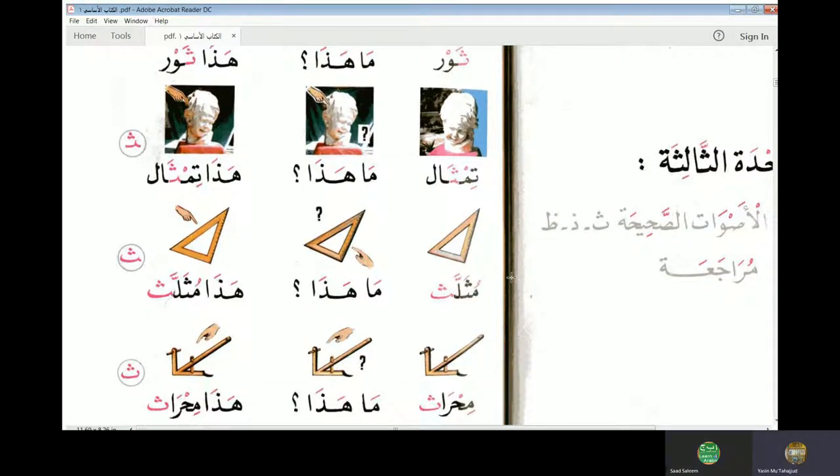Timthal. What is that? A doll? Is that a statue? Statue. Okay, Timthal. ما هذا؟ هذا تمثال. What is this? This is a statue.